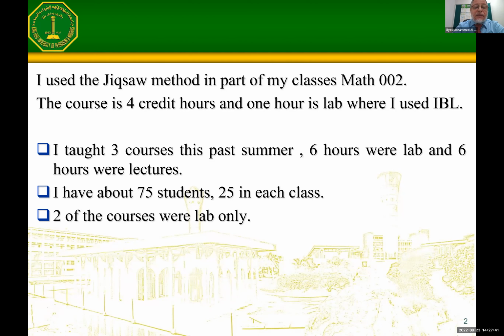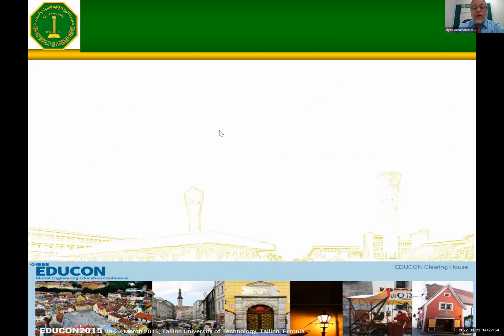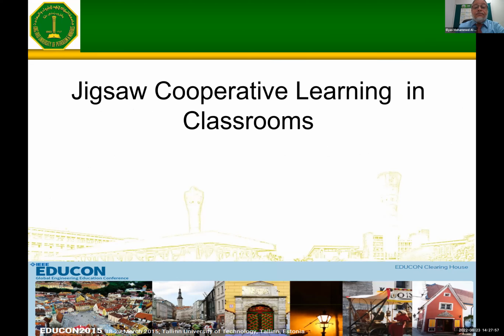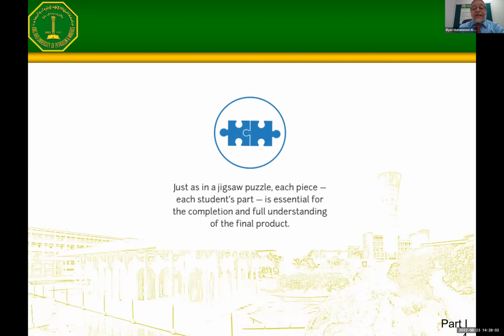Basically, 2 of the courses were lab. They were not lectures. So I used the IBL in the classes. Now, what I used is called a jigsaw, and I think maybe many people are familiar with it. It's a cooperative learning classroom. Basically, this is just a fast explanation of the jigsaw method. It's basically a puzzle that we would like to complete. Each student has a job to do.